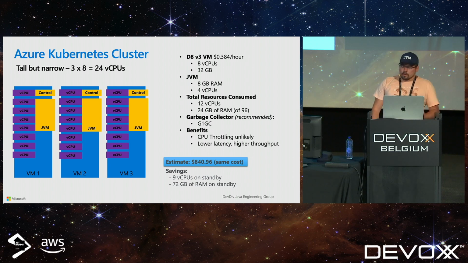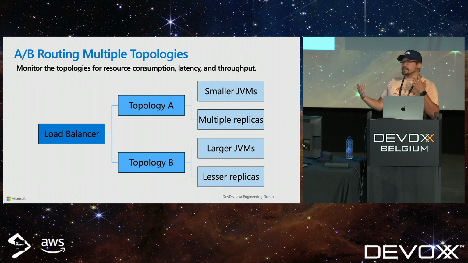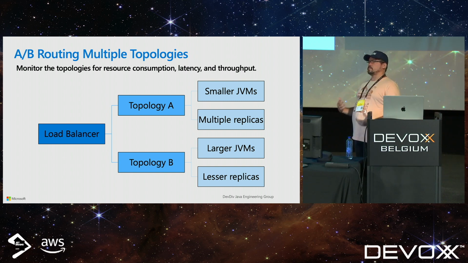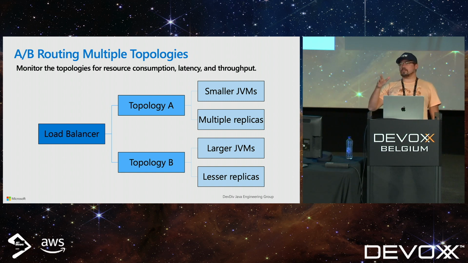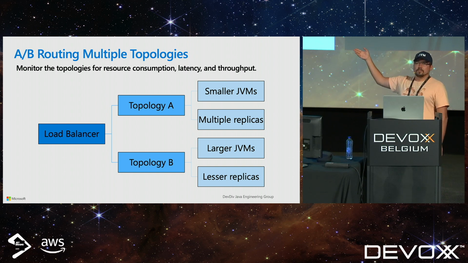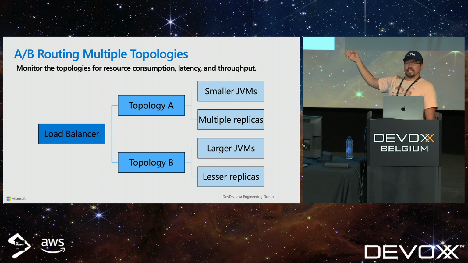So one other thing that we talk about is how do you identify which topology works best? Do I go with this topology or that topology? Well, the beauty of Kubernetes is you can actually have 2 topologies or possibly more. I'm not an advanced user of Kubernetes, but you can possibly have more topologies. This is like a classic A/B testing, but I call it A/B performance testing.